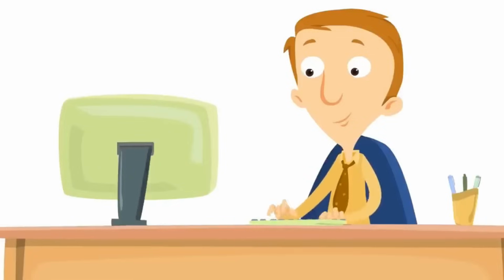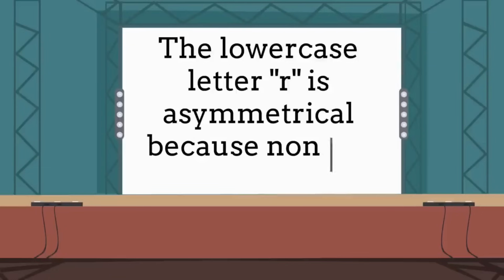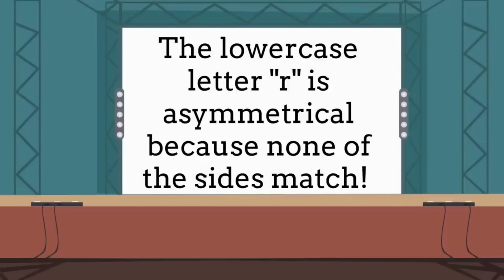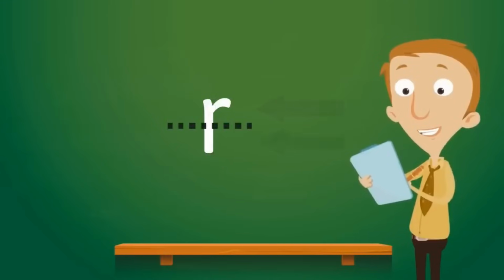When you're looking for symmetry, you are looking to see if the sides will match. The lowercase letter r is asymmetrical because none of the sides match. If you try a vertical line of symmetry, these sides don't match, do they? And if you try a horizontal line of symmetry, these sides don't match either.